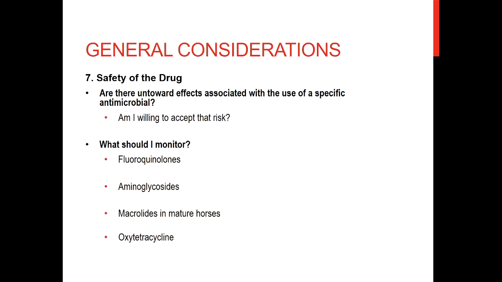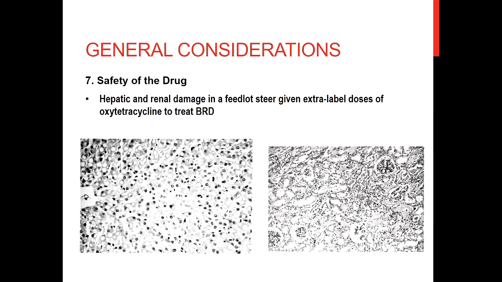If I gave azithromycin to a mature horse, what could happen? Colitis. About half the mature horses you give azithromycin to will develop diarrhea. Half. And then oxytetracycline. So this is a photomicrograph of liver and kidney taken from a feedlot steer given oxytetracycline at a dose of 33 mg per kg to treat BRD. Label dose is 20 mg per kg. So we weren't really that high.